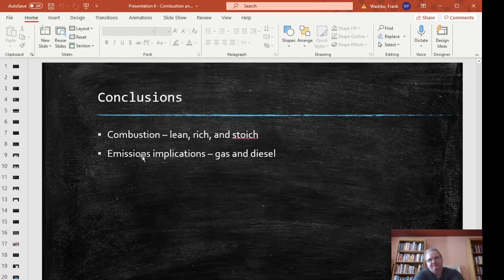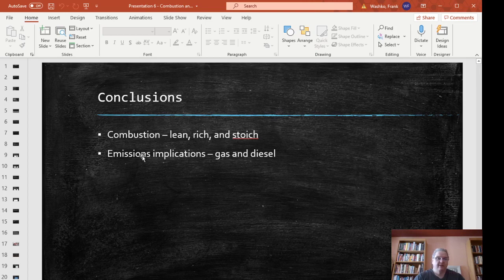So, conclusions. That takes us through our introduction to combustion. We talked about what the combustion reaction looks like in terms of the stoichiometric reaction, what happens if you're running rich, what happens if you're running lean, and what those reactions look like. And then we talked about the emissions implications. What are you getting in terms of emissions if you're rich? What are you getting if you're running lean? And even if you're just running stoichiometric but things aren't perfect, what are you ending up with?